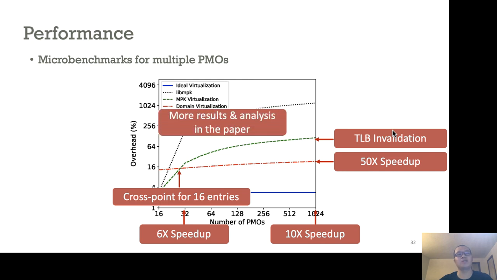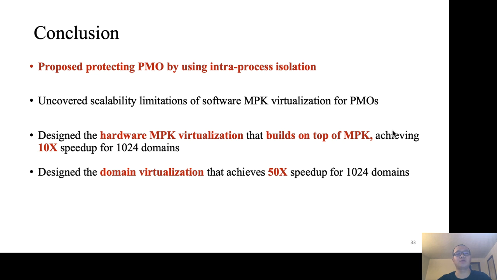There are more results and analysis in the paper. In conclusion, we propose protecting PMOs by using intra-process isolation. We uncover the scalability limitation of software MPK virtualization for PMOs. We designed the hardware MPK virtualization that builds on top of MPK, achieving 10 times speedup for 1000 domains, and we designed the domain virtualization that achieves 50 times speedup for 1000 domains.